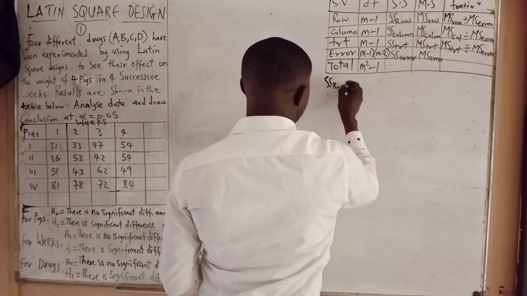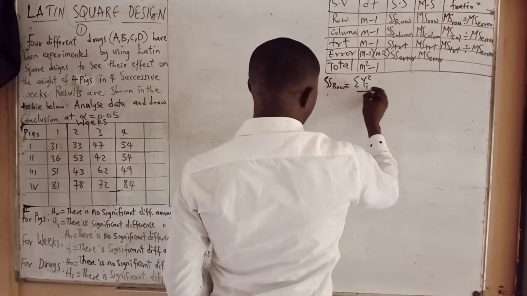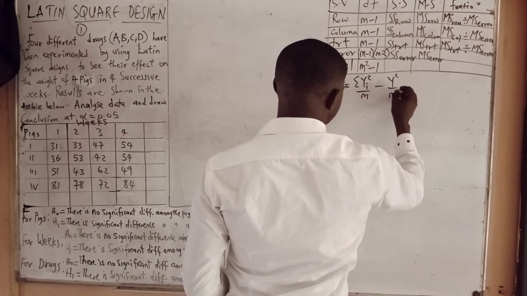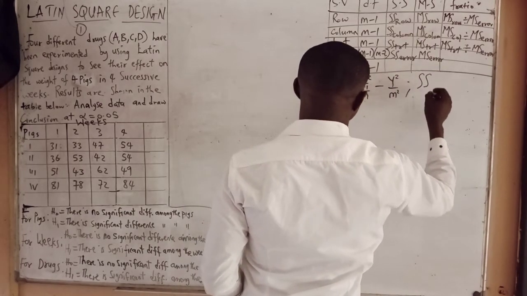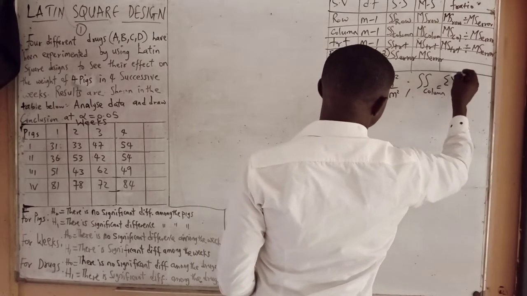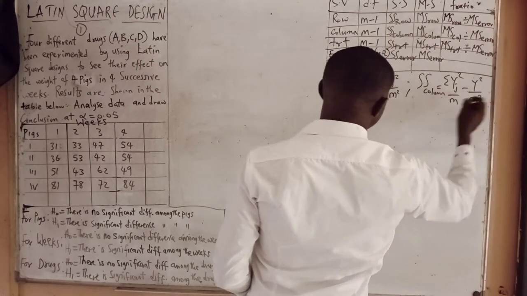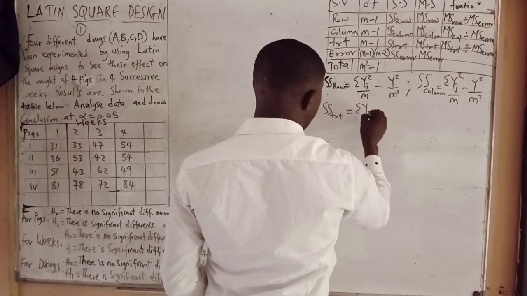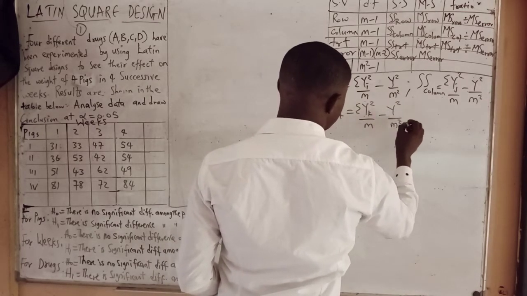SS row equals summation of yi squared all over m minus y squared all over m squared. Then we say SS column equals summation of yj squared all over m minus y squared all over m squared. Then SS treatment equals summation of yk squared all over m minus y squared all over m squared.